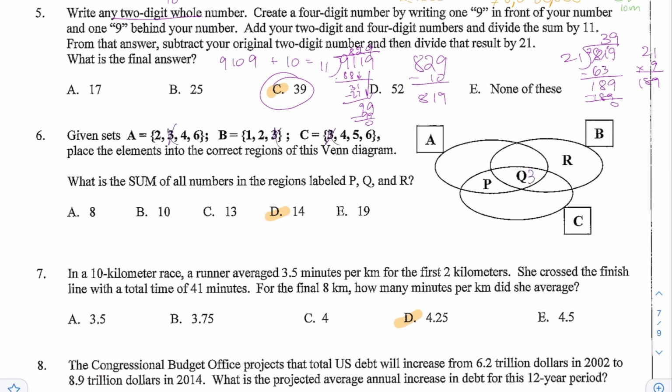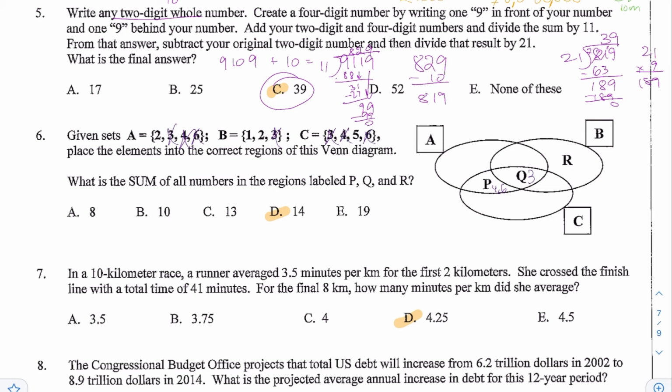Now in the area labeled P, that's the ones that's common to both A and C. So the numbers that are common to A and C and not common to B will be 4 and 6. So P would be 4 and 6. So we figured that out.